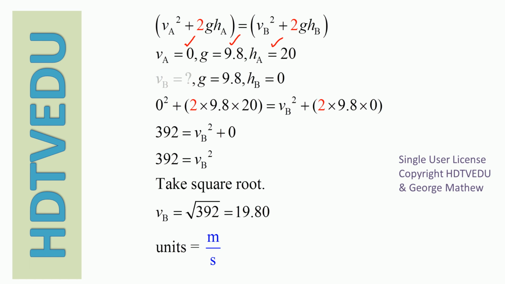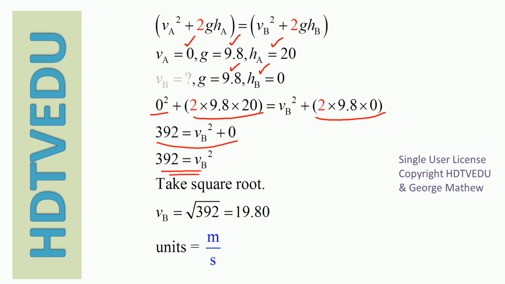We don't know. What is the acceleration due to gravity? The magnitude is 9.8. And what is the height of point B from the zero level? 0. So when you substitute all these, speed at point A, 0. 2 times 9.8 times 20. Speed at B, we don't know. And then 2 times 9.8 times 0. So that's what I did here. 392 equals VB squared plus 0. 392 equals VB squared. The square of the speed is 392.